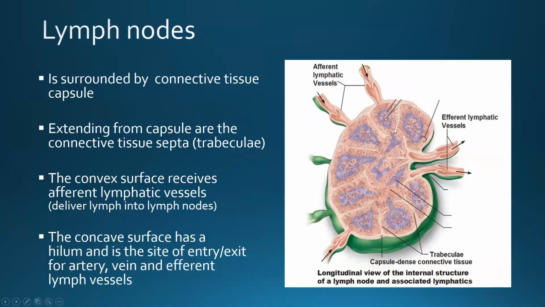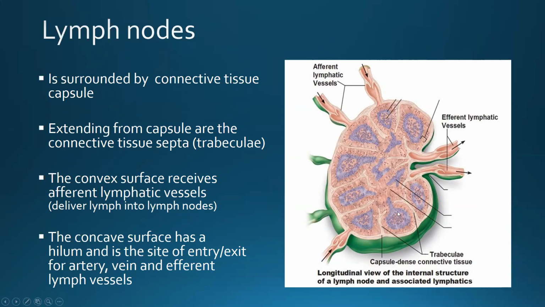Okay, this is lymph node histology. I'm not going to talk in detail about histology, but just a bit of it. The lymph node is surrounded by connective tissue. This is the connective tissue capsule, which is dense connective tissue. Extending from the capsule are the connective tissue septa. This is what we call the trabeculae.